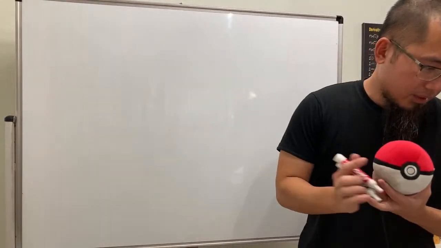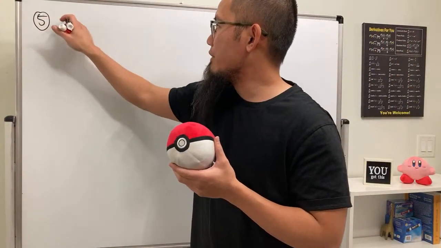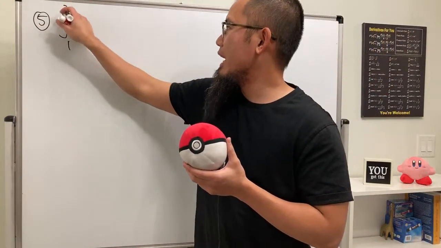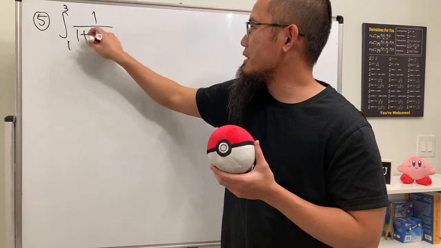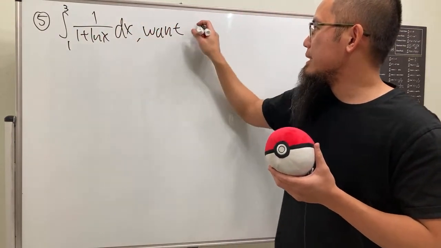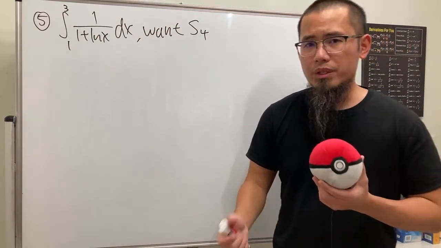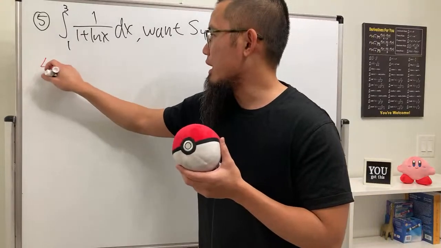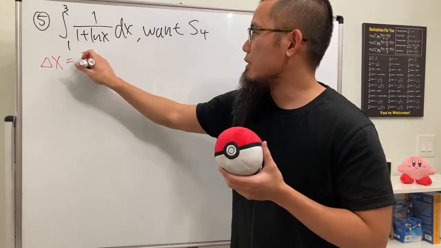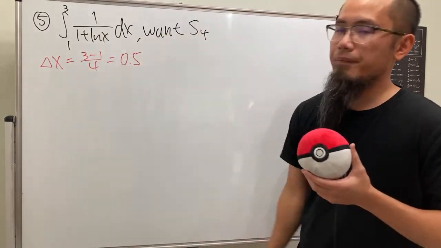All right. Number 5, we're going to do a Simpson's rule question. Given that we have the integral, which is impossible to integrate, from 1 to 3 of 1 over 1 plus ln x dx, we want Simpson's rule when n is equal to 4. So we're going to do what we did earlier. Let's compute the delta x, which is 3 minus 1, divided by 4, and that will give us 0.5.